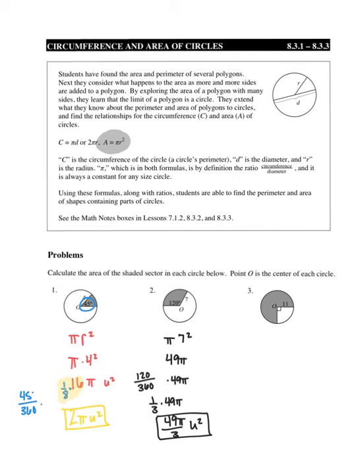Okay, and lastly, looking at number 3, I would do pi times 11 squared, which would be 121 pi for the area of the entire circle. I have 270 degrees shaded, so that would be 3/4. So I'm going to go ahead and simplify that. And then I can just leave that as 3 times 121 is 363 pi over 4. That does not reduce to an integer, so I would leave it as is.